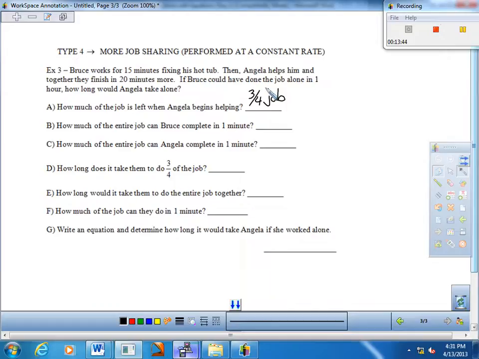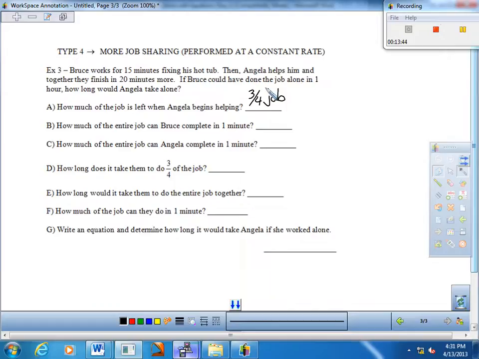So when Angela starts helping, 3/4 of the job is left. All right, that is good. Now let's start developing our variables and our ideas. Remember, we talked about this as we want to think of it in terms of how much can be done in a single unit of time.